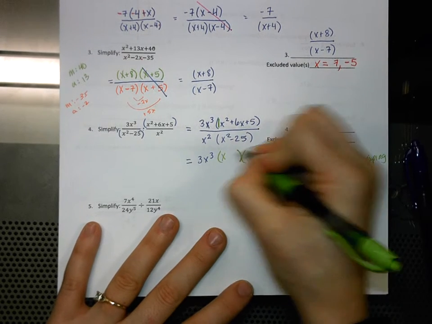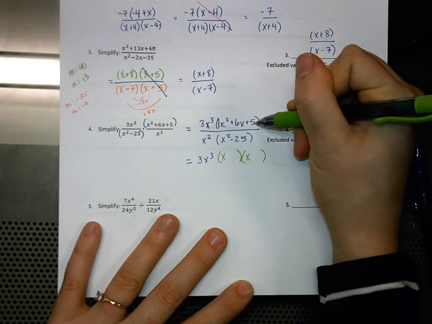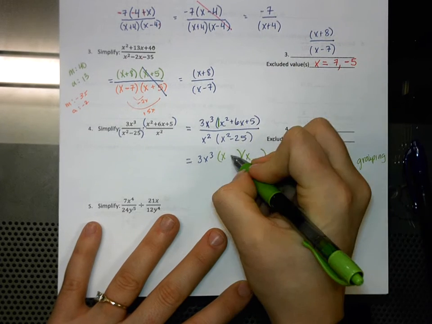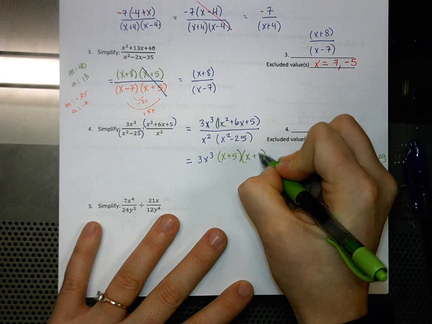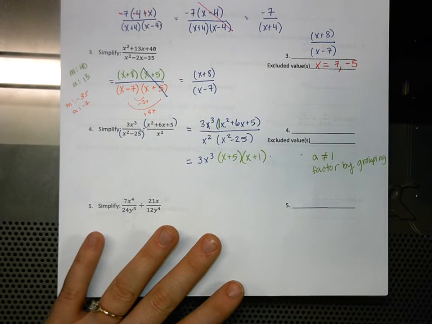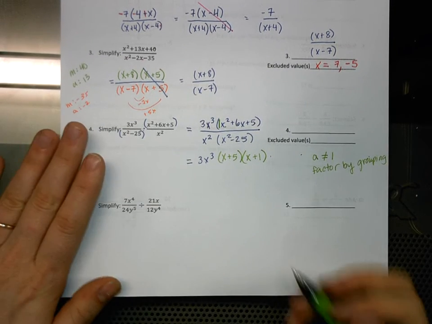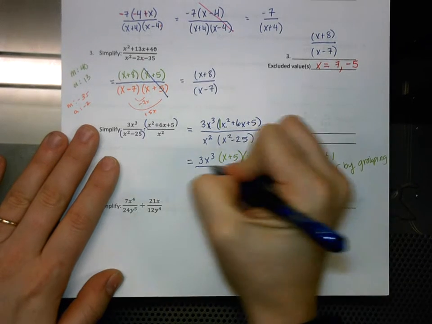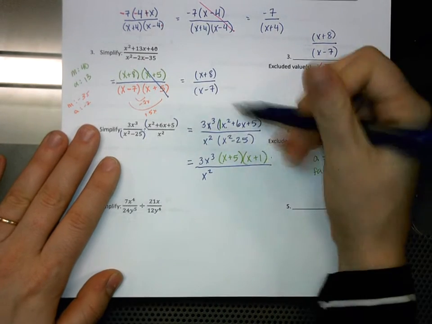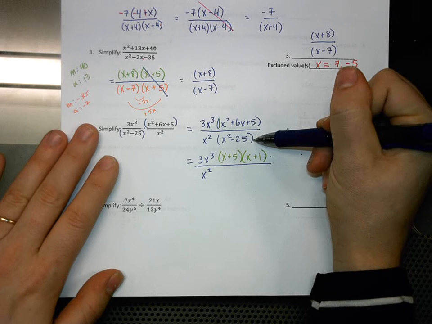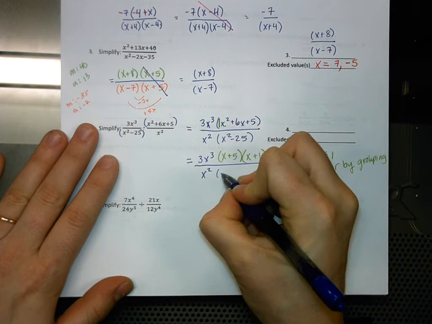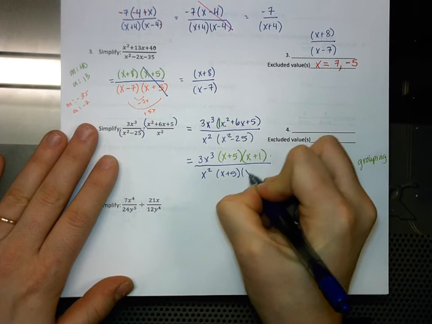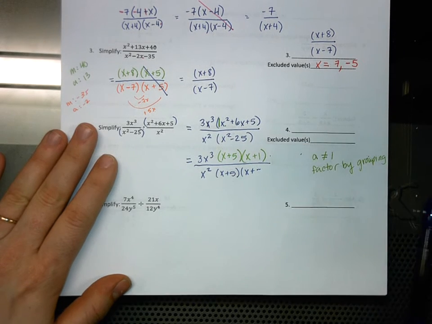So x times x is x squared. What multiplies to 5 and adds to 6? 5 and 1. 5 times 1 is 5. 5 plus 1 is 6. Okay, this binomial is a difference of squares. What does it factor to? x times 5 plus 5. Very good. Oh, I wrote plus twice.